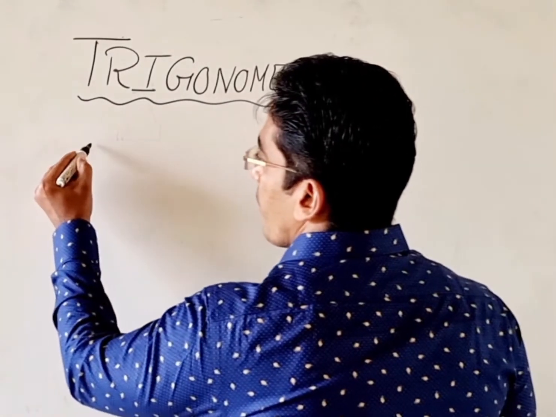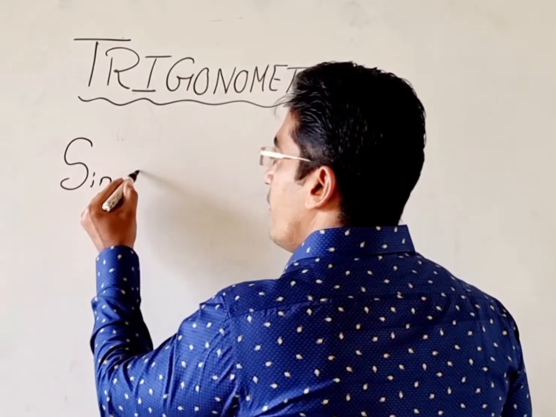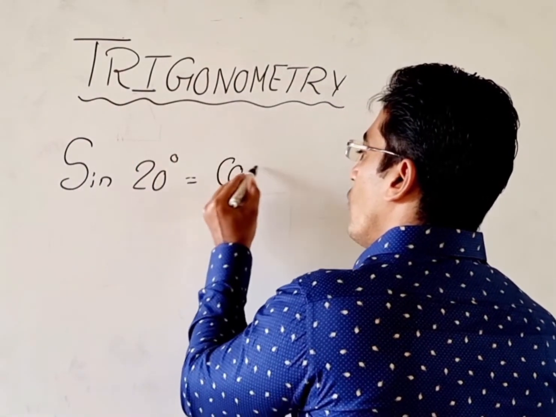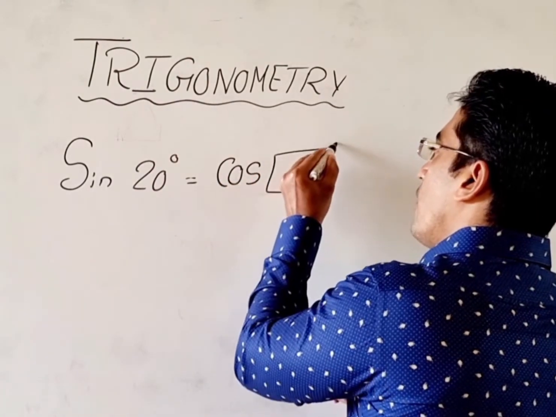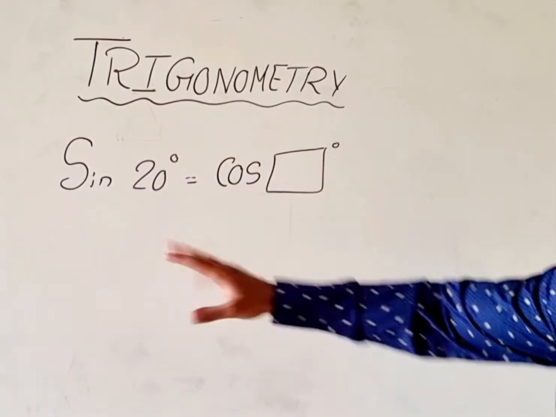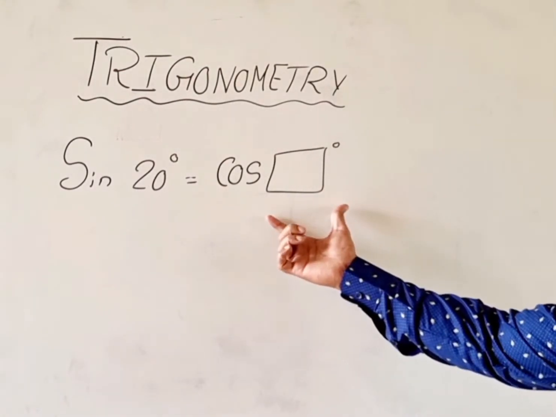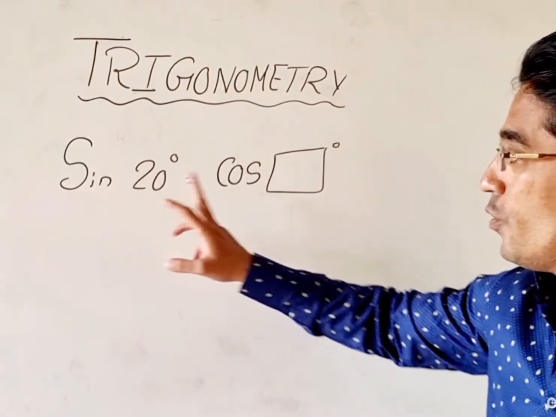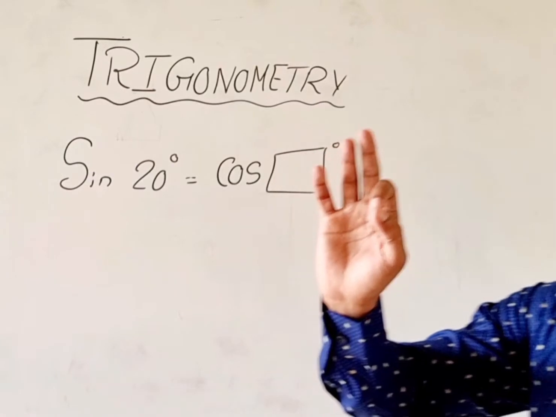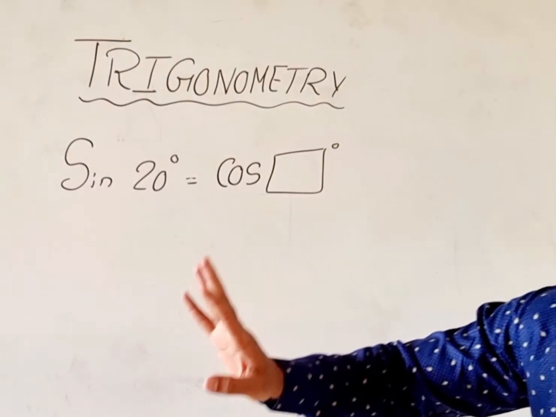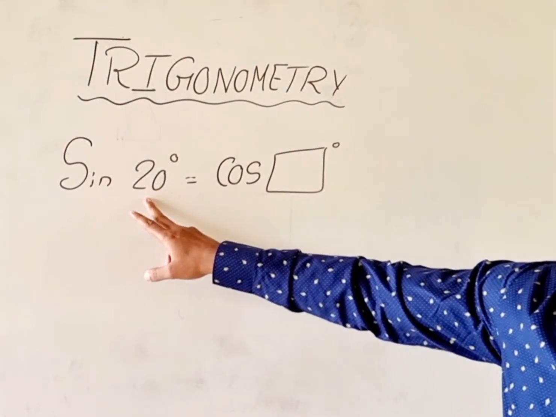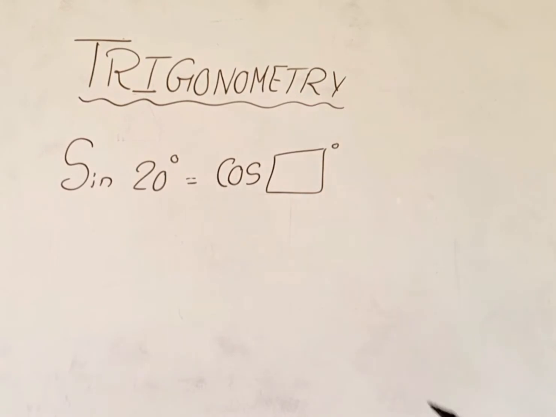Suppose sin 20 degree is equal to cos dash degree. Now what is the question? Sin 20 is equal to cos, we have to fill in the blank. Now what I told you, we are converting sine into cos. So the formula is very simple. We just have to subtract the angle from 90 degree. Here the angle is 20 degree. Subtract it from 90. 90 minus 20. So your answer will be 70 degree.